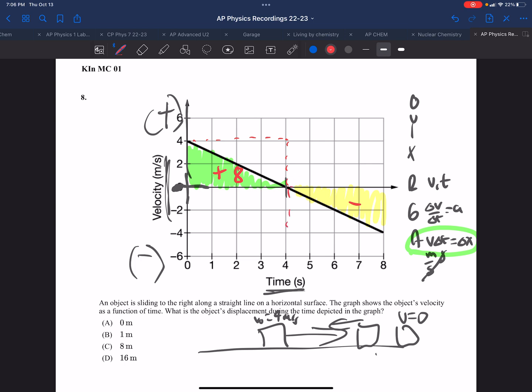Over here, we have a minus 4 by 4. This is a 4 side. This is a minus 4 side. So we got minus 16 for the rectangle, minus 8 for the half. So the displacement, the total area for the area depicted, is 0 meters. So this depicts an object starting here, coming to a stop, and going back and returning to its exact location.